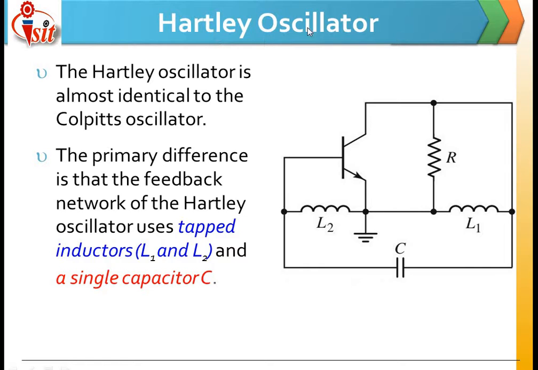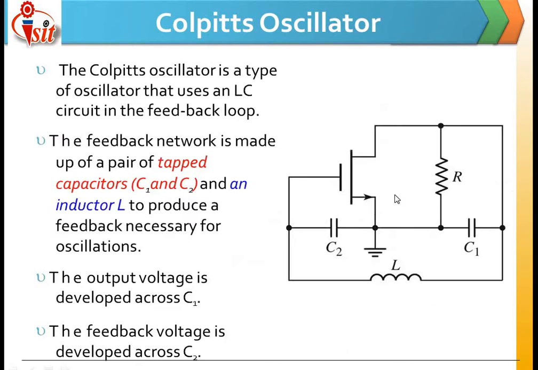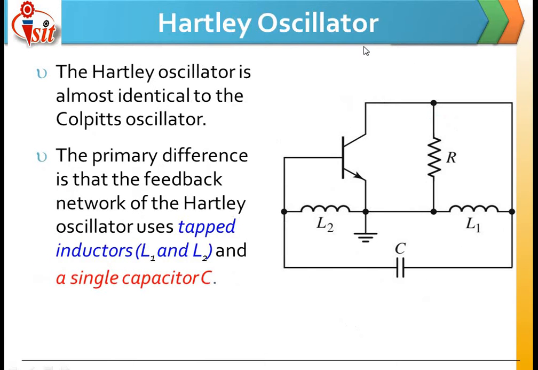But now we are going to see the next type of LC oscillator, the Hartley oscillator. In the Colpitts oscillator and the Hartley oscillator, one basic difference is in the LC configuration. For the Colpitts oscillator, we observed there are two capacitors, C1 and C2, present. But for our Hartley oscillator, L1 and L2 are present and only one capacitor is present.